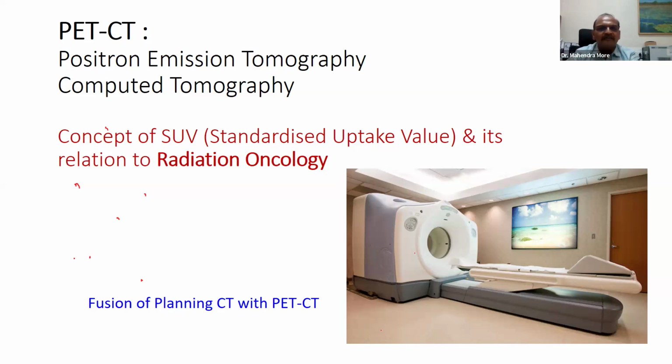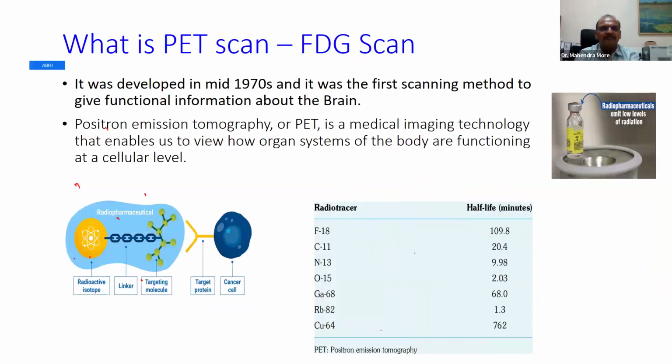Okay. And there is a concept of the standardized uptake value in a PET scan. That is not for the gamma camera, it is for the PET scan. Now we can go to the PET scan. So PET scan has positron emission tomography and computed tomography both together. Okay, and we use these SUV values mostly in radiation oncology. We are very interested in SUV values. We'll discuss that.